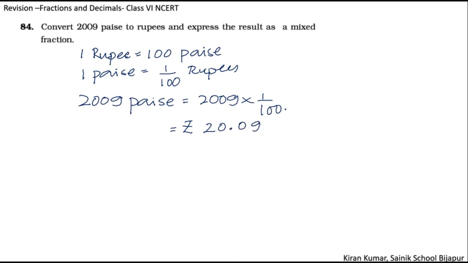This rupees 20.09 they have asked us to write in a mixed fraction. We all know that 0.09 is 9 by 100. So it is rupees 20 added to rupees 9 upon 100. So in the mixed fraction we have rupees 20 integer 9 by 100.